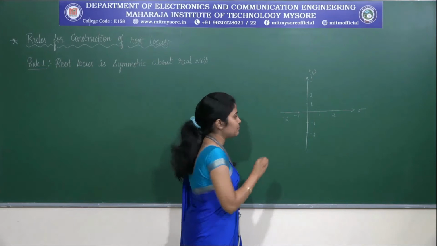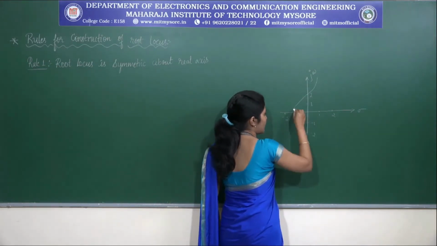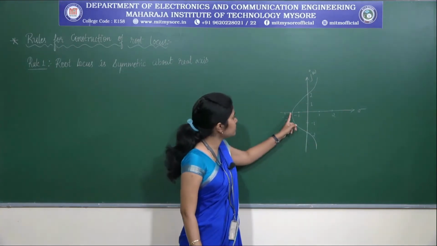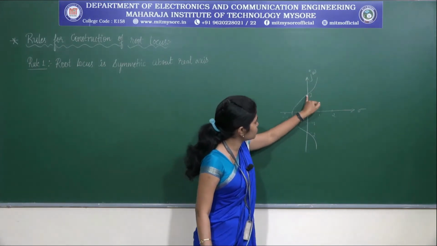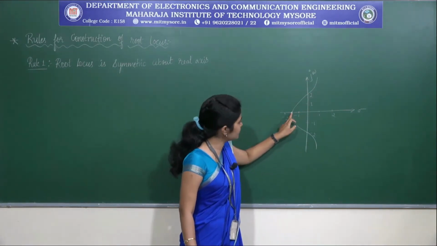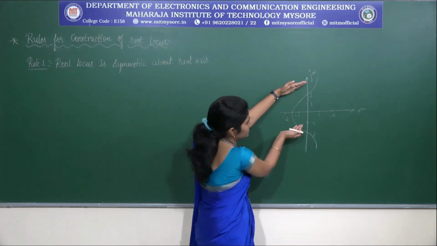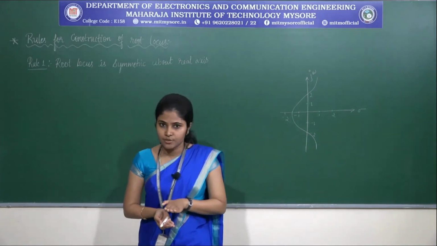So for example, if I take a root locus which is something like this, we can clearly see here the upper part of this real axis is going like this and it is crossing at 2. Similarly, the lower part is also crossing at 2. So if I fold this root locus on this root locus, they will be symmetric. So this is the first rule.